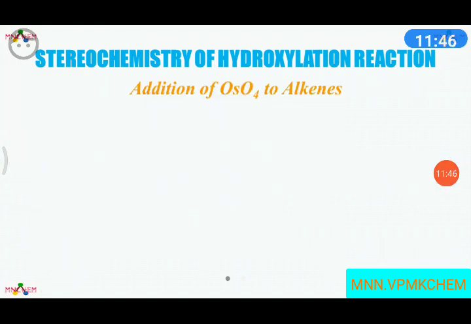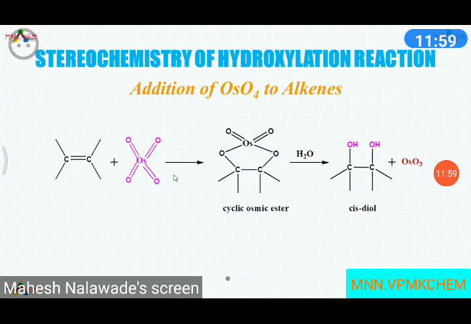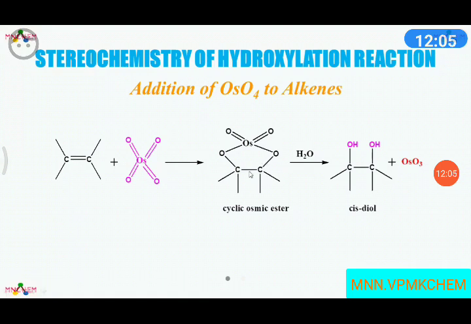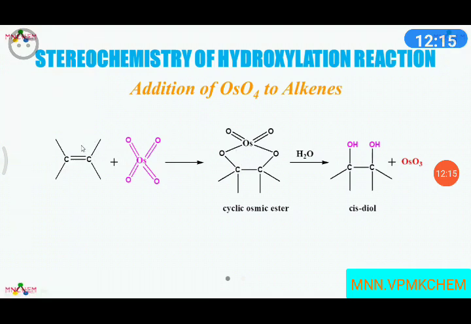So, if we want to represent addition of osmium tetroxide to alkene in a two-step manner, it can be represented like this. Alkene adds to osmium tetroxide. This is the structure of OsO4. It gives a cyclic osmic ester. Here we said this is syn addition, meaning both the oxygens are added from the same face or same side of this carbon-carbon double bond. And after hydrolysis, in the second step, the product formed is cis diol.